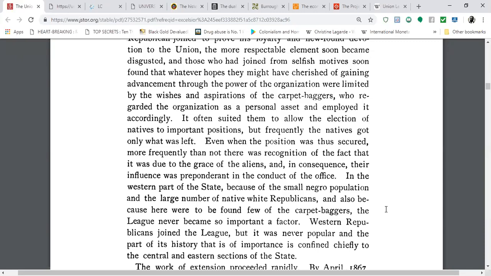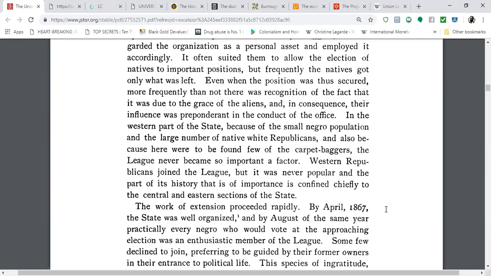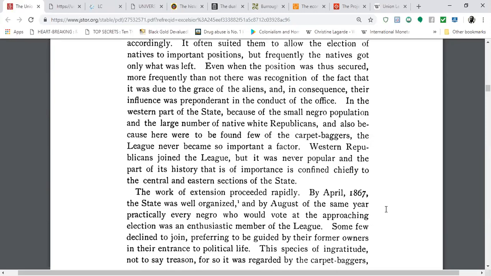In the western part of the state, because of a small Negro population, the larger number of native white Republicans, and also because here were to be found few carpetbaggers, the League never became so important a factor. Western Republicans joined the League, but it was never popular in that part of the territory, and its importance was chiefly confined to the central and eastern section of the state.